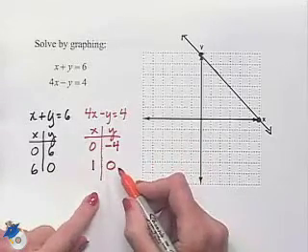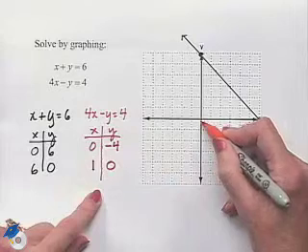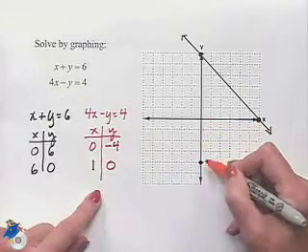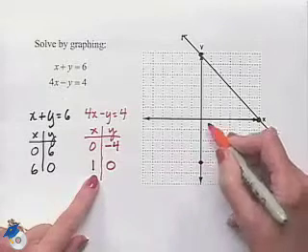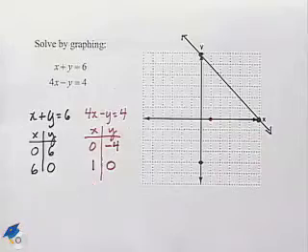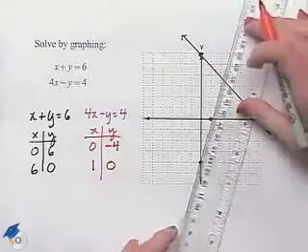Let's plot those 2 points. We have 0, negative 4, that would be 1, 2, 3, 4 units down on the y-axis. We have the point 1, 0, that would be 1 unit over on the x-axis. And now we want to connect our dots.